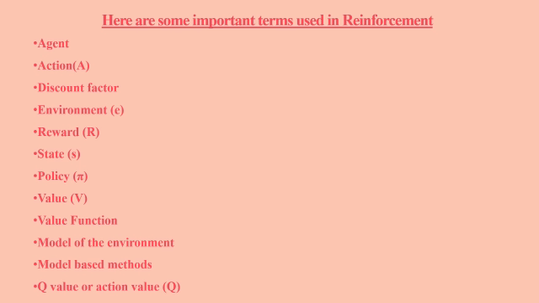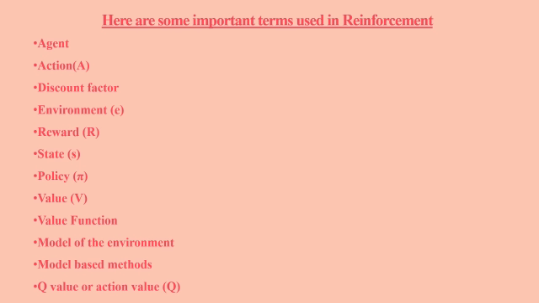Value function. It specifies the value of a state, that is the total amount of a reward an agent should expect beginning from that state. Model of the environment. This mimics the behavior of the environment. It helps you to make inferences and also determine how the environment will behave. Model-based methods. It is a method for solving reinforcement learning problems which use model-based methods.